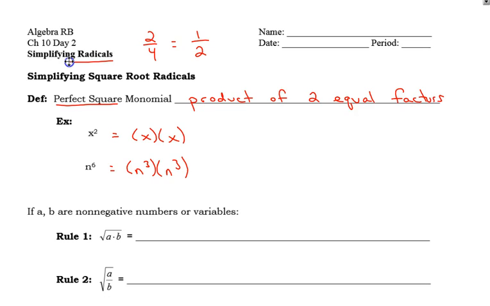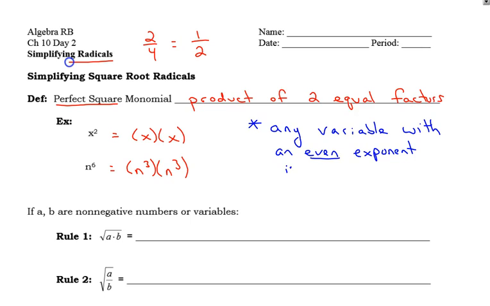What you need to be aware of is any variable with an even exponent is a perfect square. We've already talked about our perfect square numbers both earlier in the year and in the last chapter. So we're going to be coming back to that on the next page.